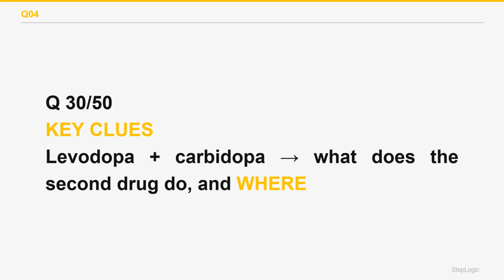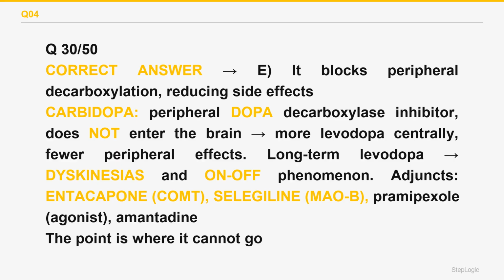Choice A inverts the essential property. The correct answer is E. Not crossing the barrier is precisely what makes carbidopa useful, which is the conceptual inversion. The question tests a limitation deployed as a feature. The other adjuncts named in the wrong answers are all real drugs with distinct roles. Entacapone inhibits COMT to prolong levodopa's action. Selegiline inhibits MAO-B to slow central dopamine breakdown, and dopamine agonists act directly at the receptor and are often preferred in younger patients to delay levodopa-related dyskinesias.